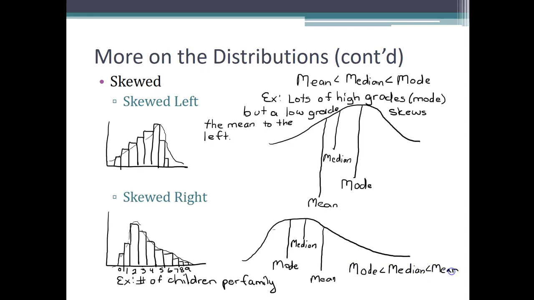So if you've had lots of low grades and suddenly some higher grade skews it to the right, then your grade average goes up. Your mean is now higher than your mode. Your mean average is higher than the grades that appeared the most often. And something like that happens.